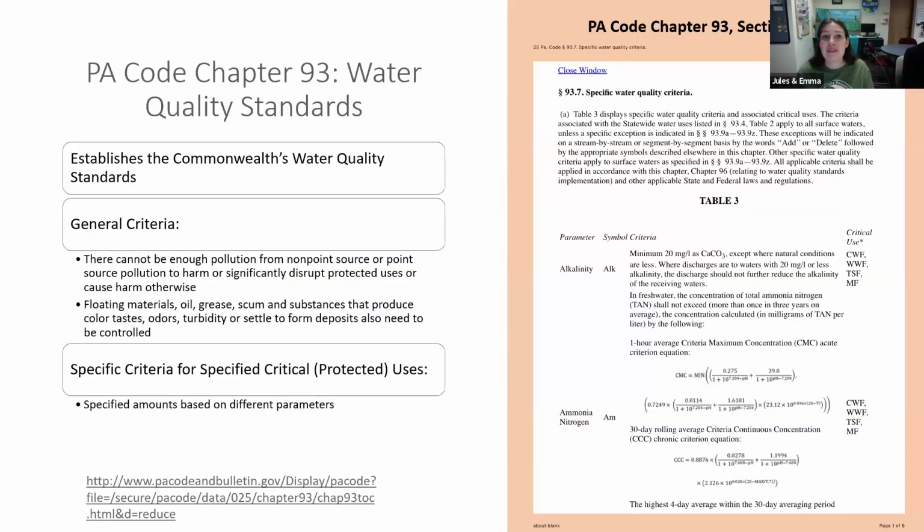Okay, so for PA, what it's done with this is in the PA Code, Chapter 93, we have our state's water quality standards. So there's the general criteria and specific criteria. We can see the specific criteria on this slide. You can see the parameter, criteria, and critical use that it mentions. But basically it talks about the non-point source and point source pollution, the targets of what we want to get under for allowable pollution limits. So we can go to the next slide.